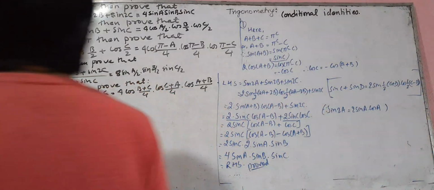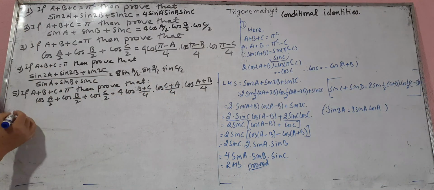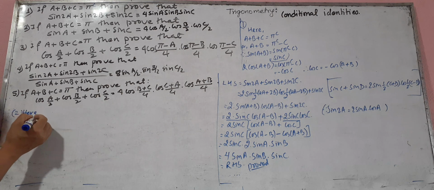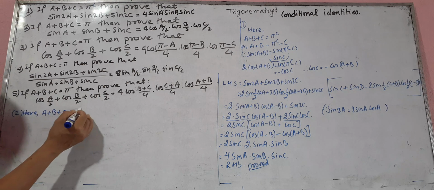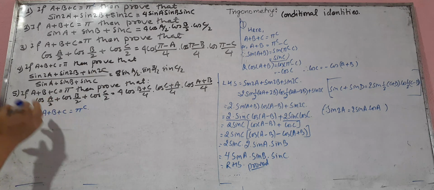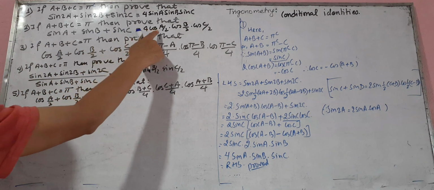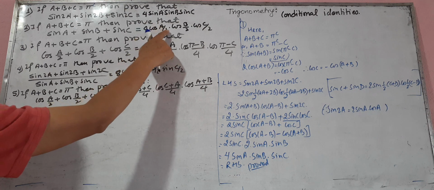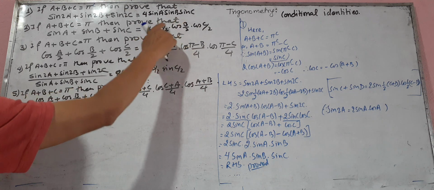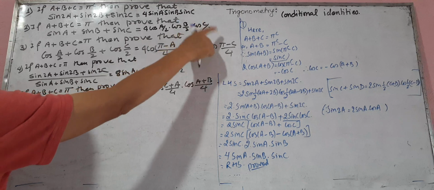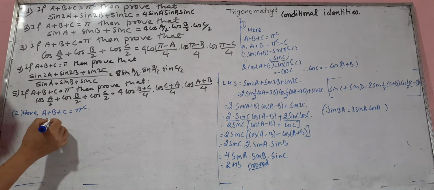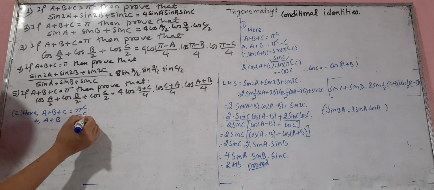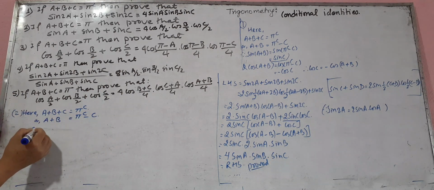That is question number 2. In question number 2, we have again the same condition, a plus b plus c equals pi radian. But look here, on the right hand side we have to find a by 2, cos a by 2, cos b by 2, cos c by 2. So first we transpose: pi radian minus c, and we divide both sides by 2.